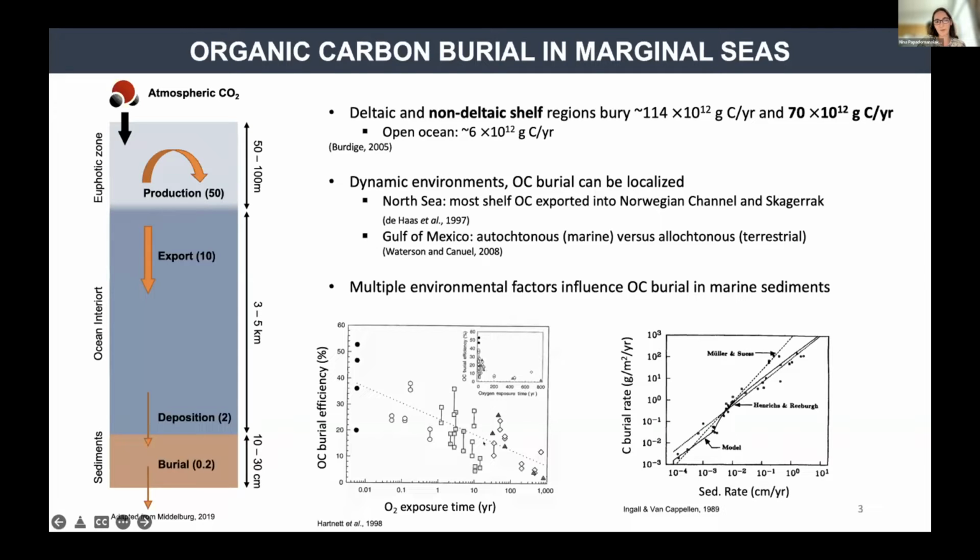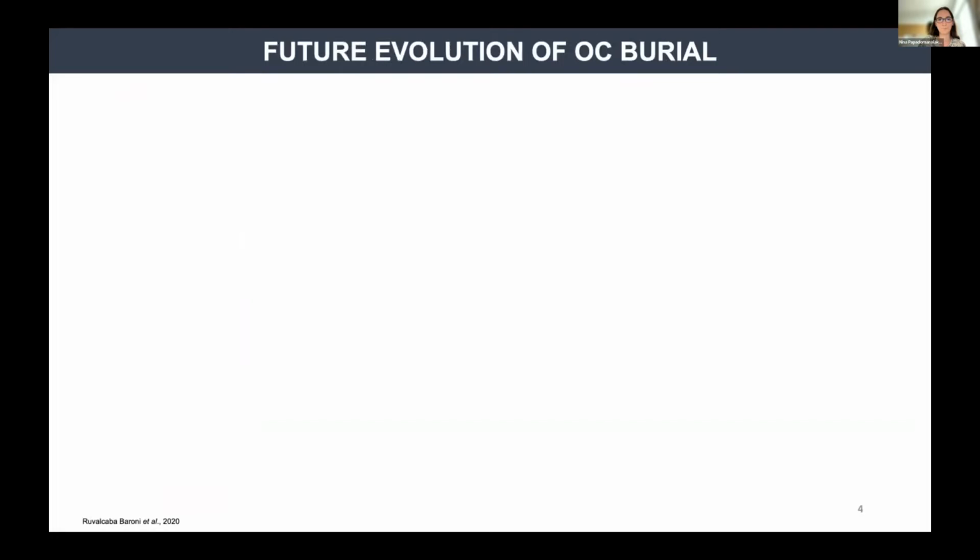The longer it's exposed, the more oxic degradation can take place. So at very long exposure times, you bury very little, whereas at short exposure times, you get much higher burial efficiency. And high sedimentation rates also favor organic carbon burial, as the deposition and also burial itself speeds up.